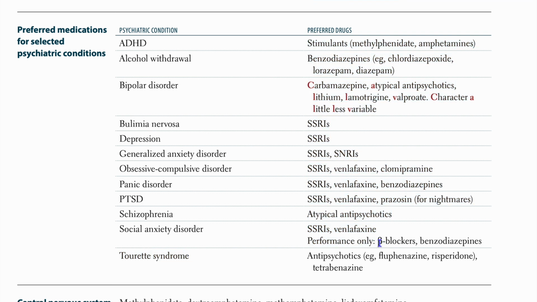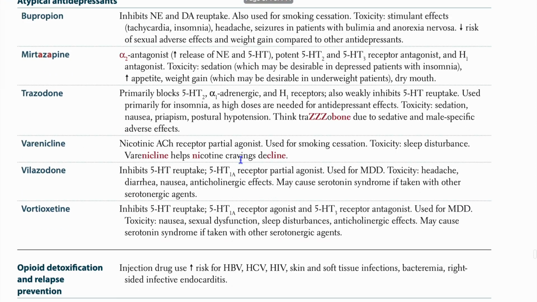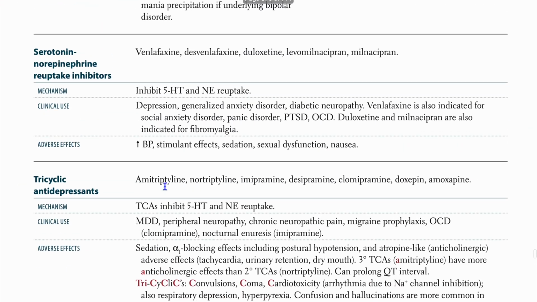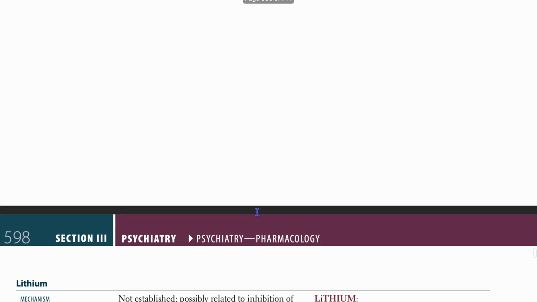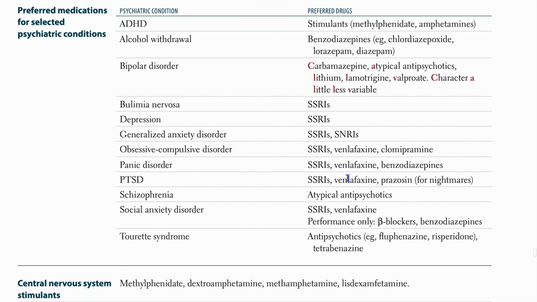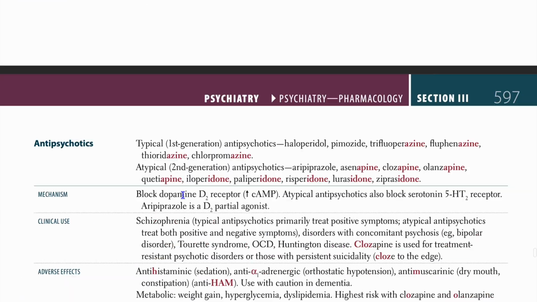Performance only, that's beta blocker and benzodiazepine. So that's when they're trying to perform on stage or something. And Tourette syndrome, antipsychotics, for example fluphenazine and risperidone, and tetrabenazine. And yeah, I'll take a look at what that was again. Venlafaxine is an SNRI, right? So instead of writing that, you can just write SNRI in all of these. So SSRIs and SNRIs for at least these ones, and this one as well. Okay, and we're done.